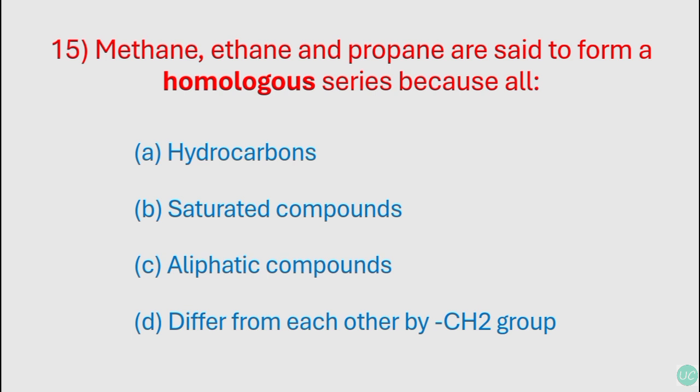And aliphatic compounds. What are aliphatic compounds? Aliphatic compounds are straight chain compounds, that means they are not cyclic compounds like cyclohexane. So that also doesn't define a homologous series. And option D, differ from each other by CH2 group. This is the only characteristic in the options, that to belong to a homologous series they have to differ by a CH2 group. So the correct option over here is D.